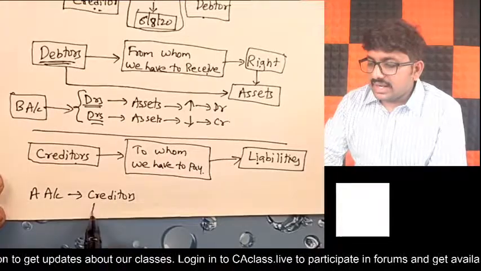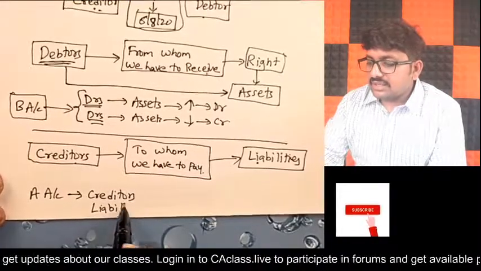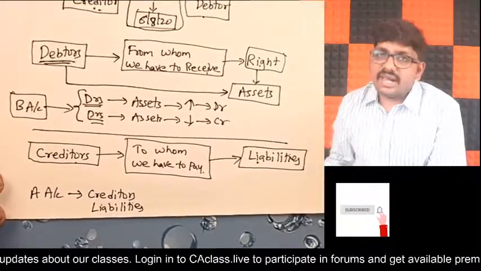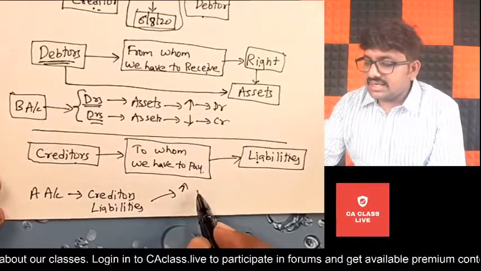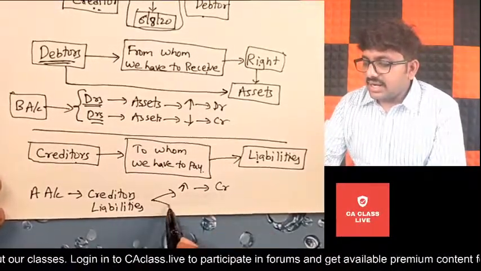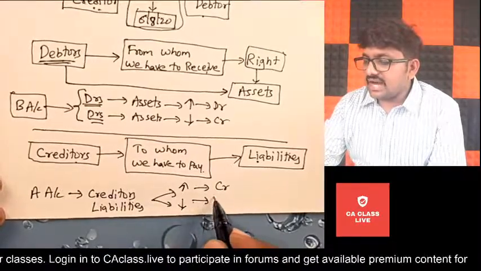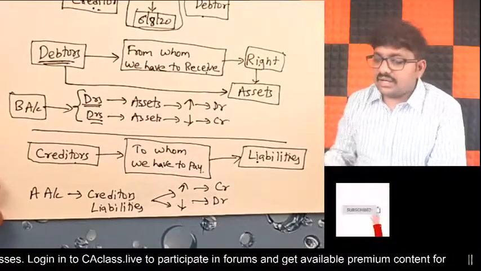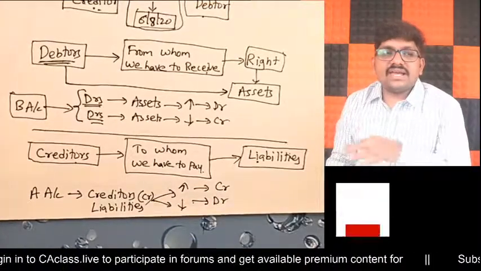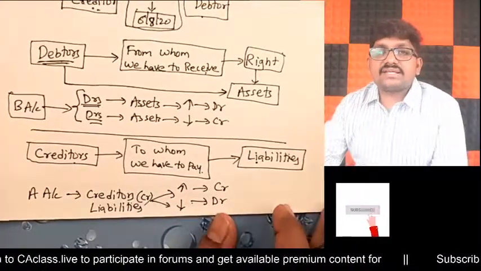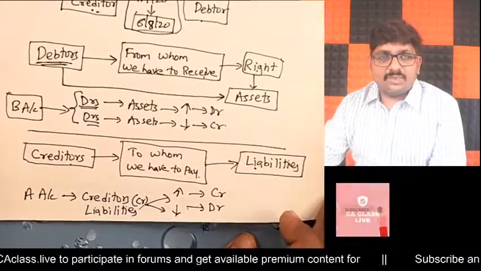Now creditors is a part of liabilities. What does it mean? If these creditors increase, I will credit it. In case they decrease, I will debit it. Creditors come under which category? Liabilities, which come under the credit category, correct? That's why if they increase, I will credit them. If they decrease, I will debit them, friends.